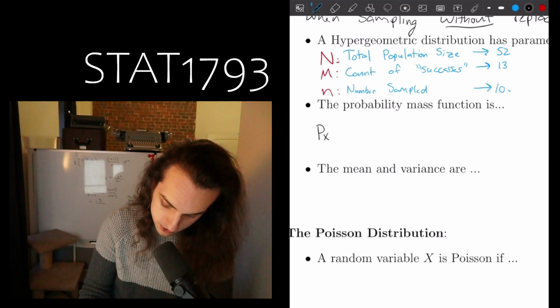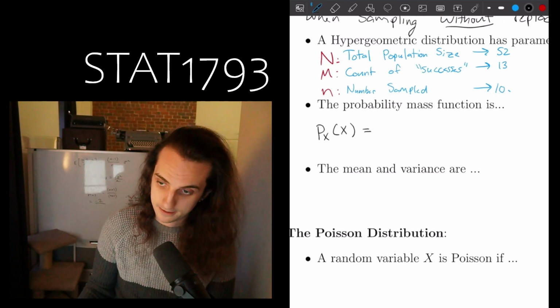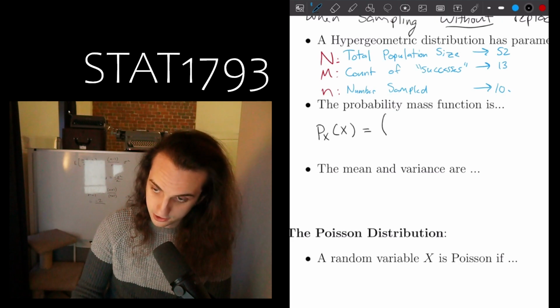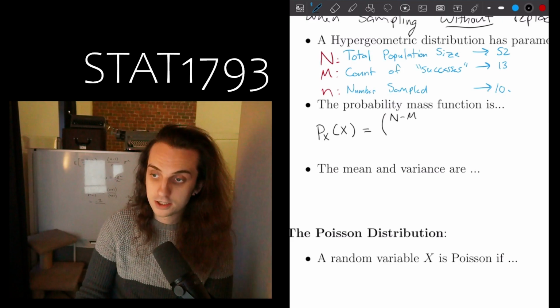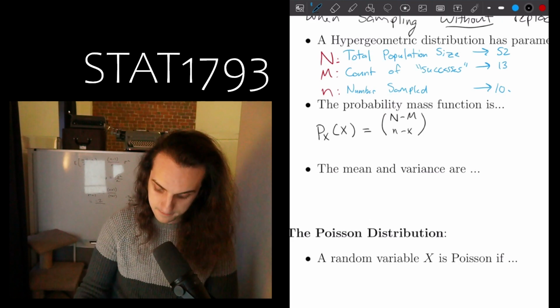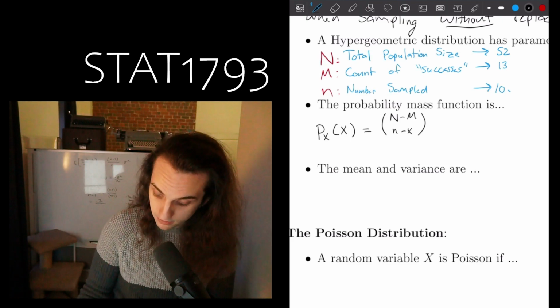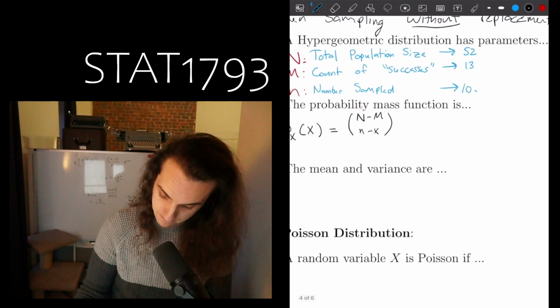For a hypergeometric random variable, we're going to have a probability mass function here, and it's going to be given by capital N minus M, choose little n minus x, right? And so this is going to be the number of ways that we can choose the non-successful items.